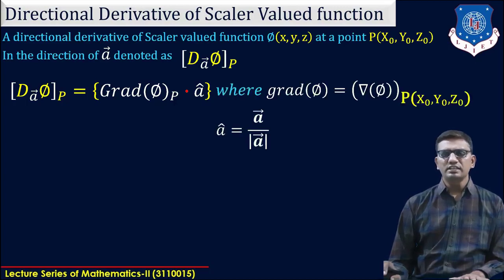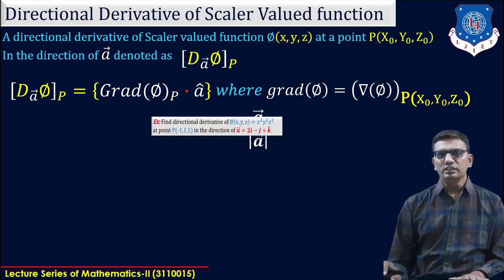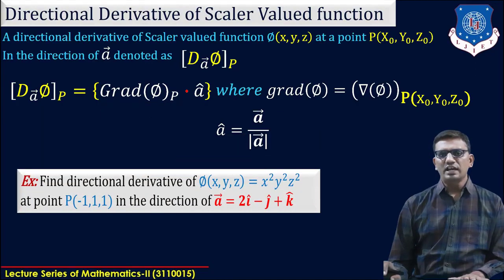Here the gradient of phi is given by del phi, which is del phi by del x i caret plus del phi by del y j caret plus del phi by del z k caret, and then put the values of x0, y0, z0 in place of x, y, z, and a caret is a bar upon norm of a bar. Now we will see one example of the directional derivative.